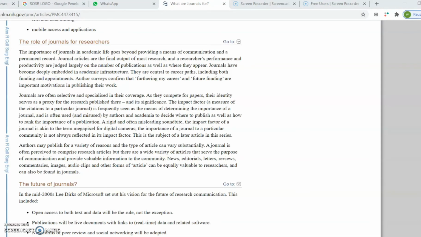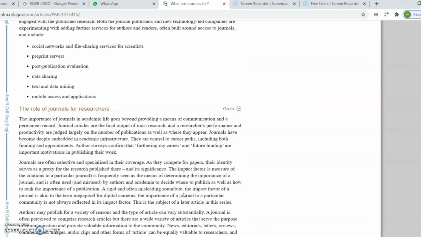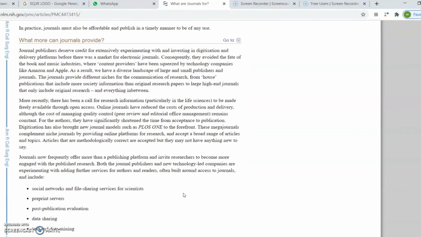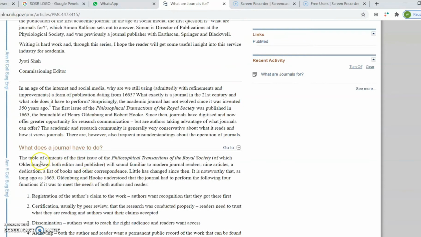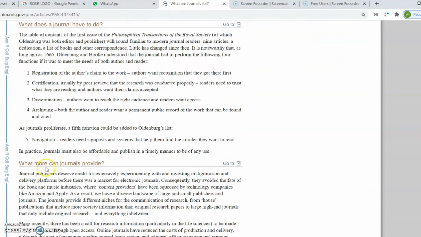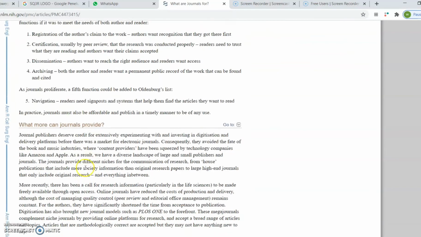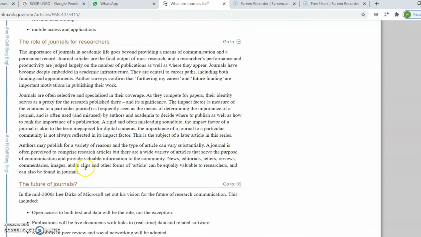And the second method, we can write the questions for the keywords you've identified in these journals. I will find the questions. Here's what does a journal have to do? What more can journals provide? And the last is what the journals will be in the future.